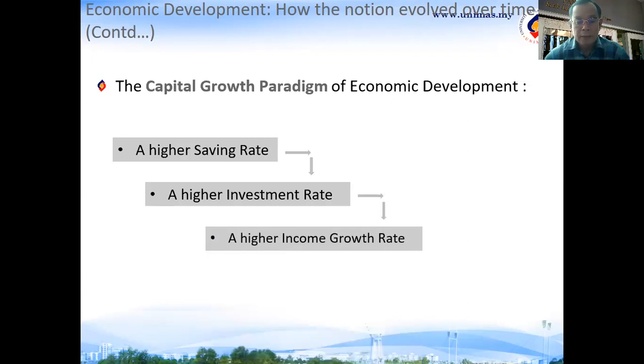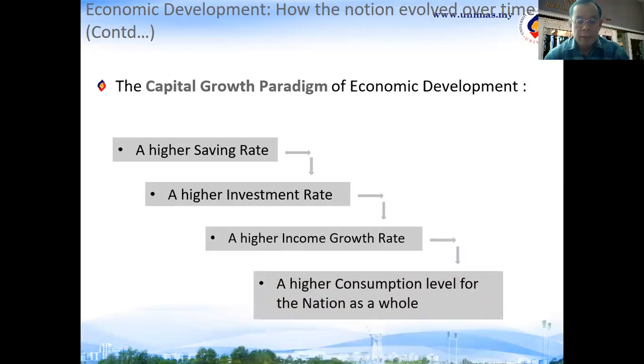and that will lead to higher income growth and overall higher income growth, and gradually it will lead to a higher consumption level for the nation as a whole. So everybody, or most people, seem to earn a higher income, so they can consume more. So that is considered good for the country as well.